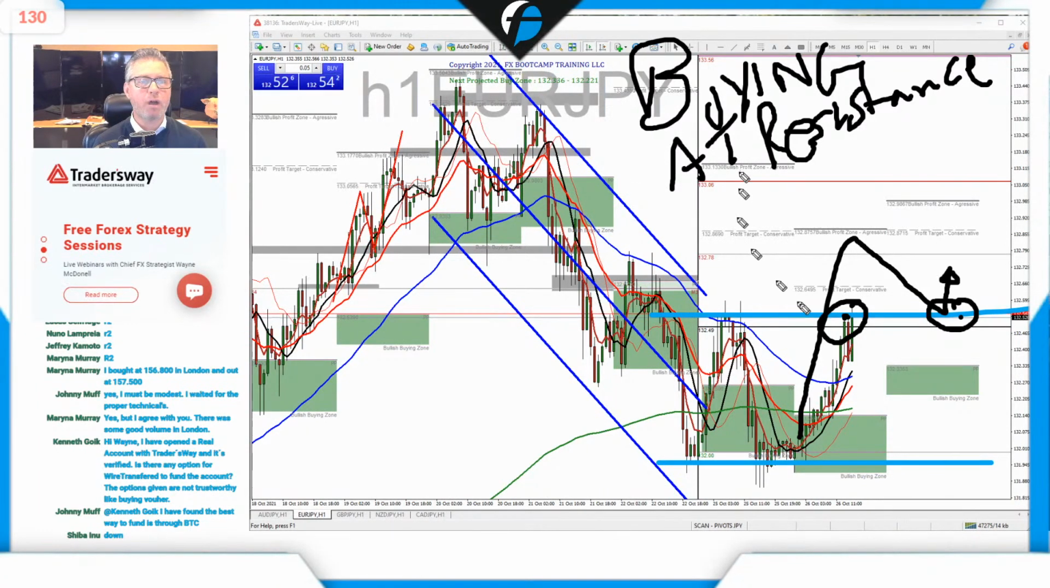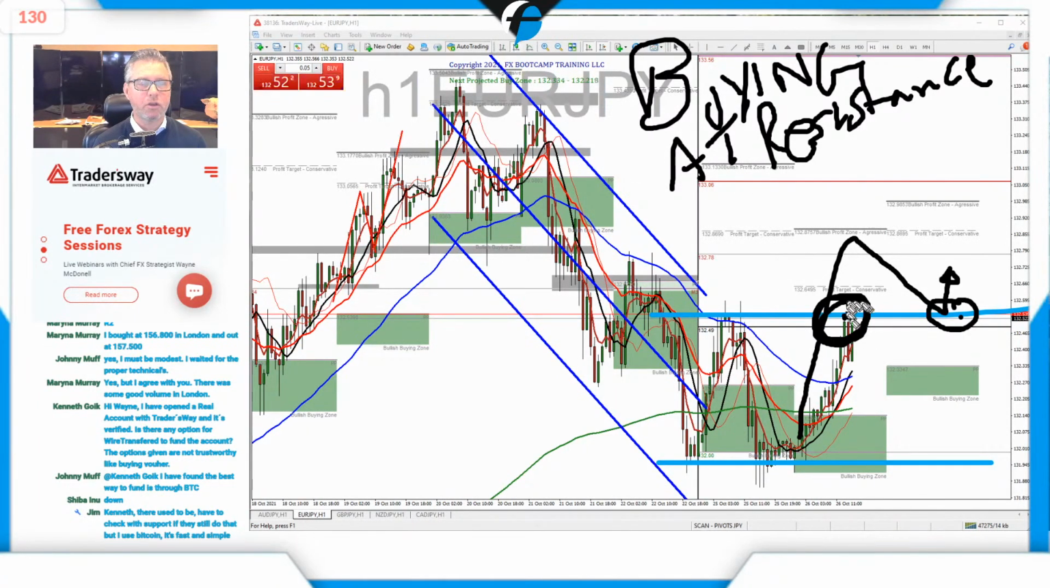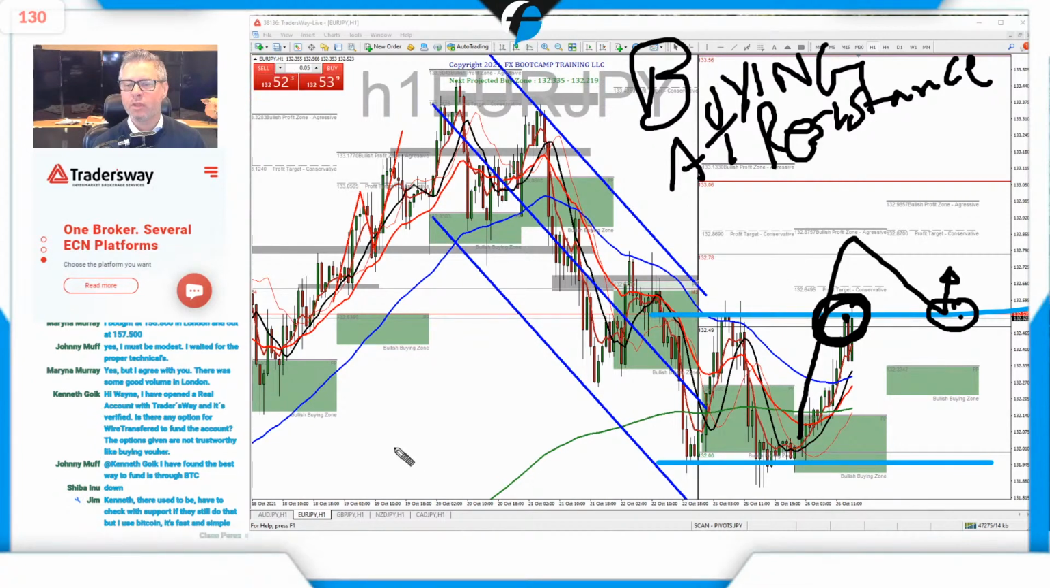Is this probably going to go up or probably going to go down if you're buying at resistance? Hello?